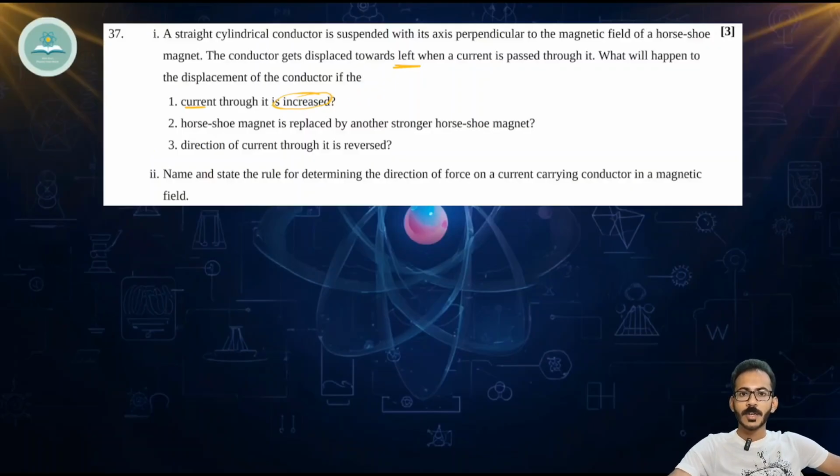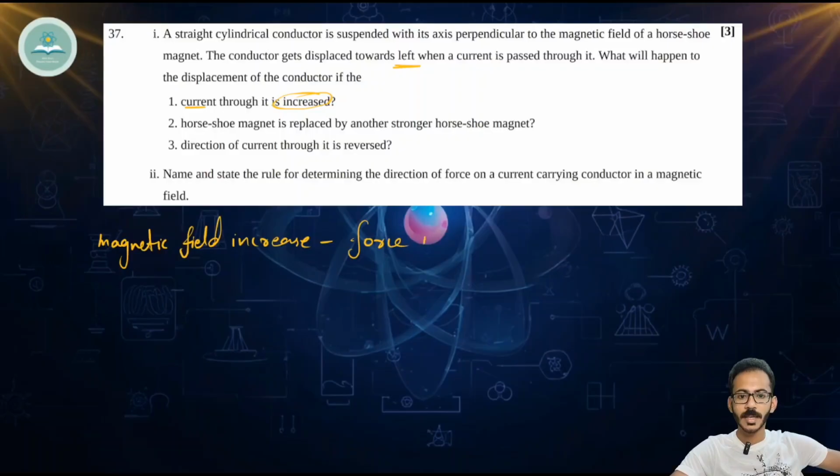We know this is based on Fleming's left-hand rule, where the current, magnetic field and the force or the direction in which the current carrying conductor will be displaced. It is based on all the three. So here, when the current is increased, obviously the magnetic field strength will increase and so it will move with greater force. The magnetic field increases, or we can say the force increases. Let's go to the second question.